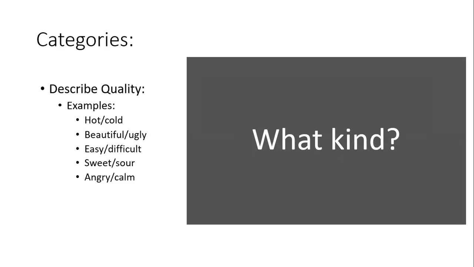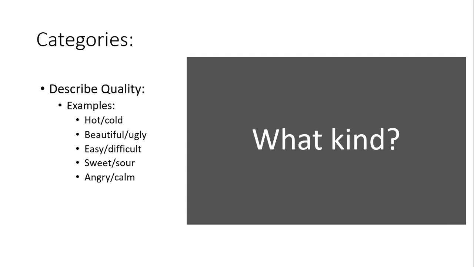We have examples such as hot, cold, beautiful, ugly, easy, difficult, sweet, sour, angry, calm. And these qualities can also be considered opinions, right? For example, I could say, I grew a beautiful plant. Beautiful is describing the plant. That can be my opinion. I think it's beautiful, but someone may think that it's an ugly flower. So they can also say, she grew an ugly flower. It's still describing the flower. Okay? It's all about perceptions.